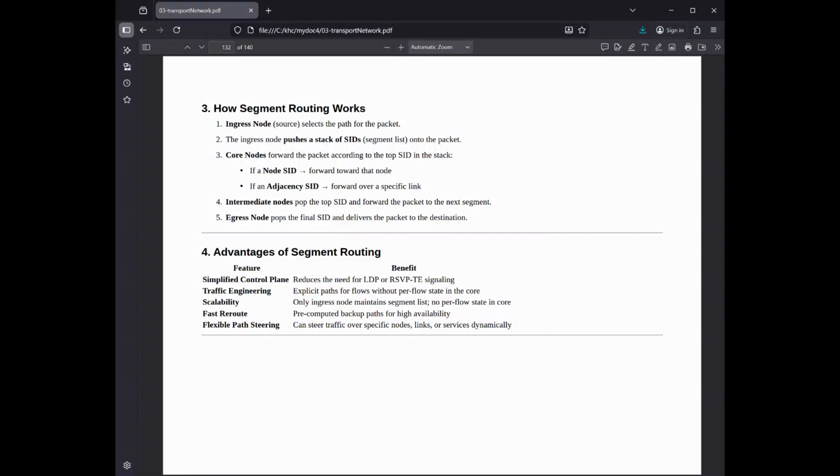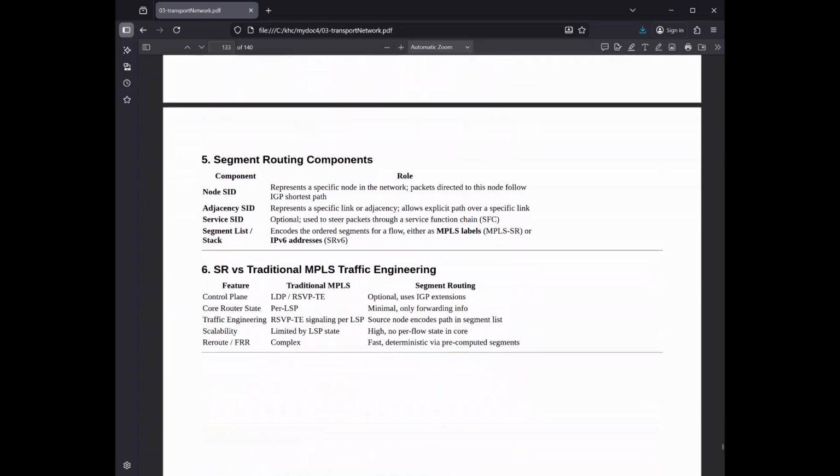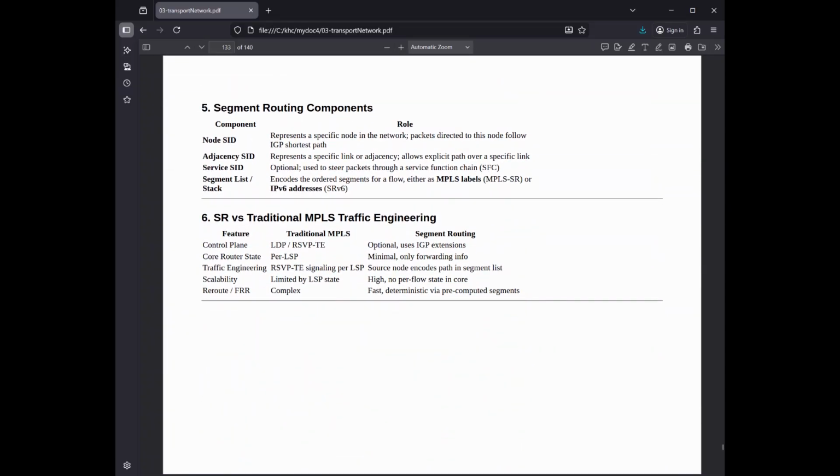network without needing to configure every single router individually. Segment routing components. In segment routing, SR, the network is treated like a series of waypoints. To guide a packet from start to finish, the source router breaks the journey down into specific components. These components are represented as segment identifiers, SIDs.